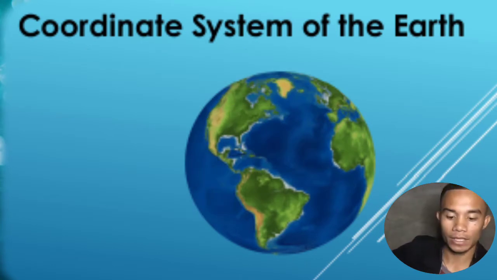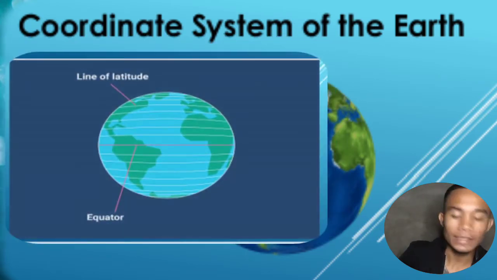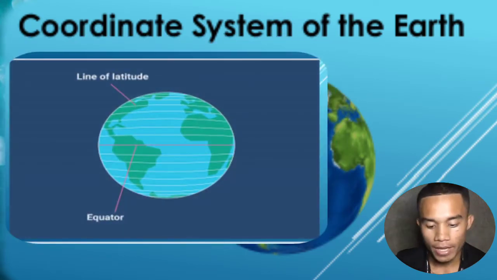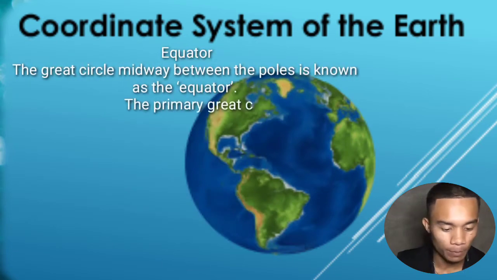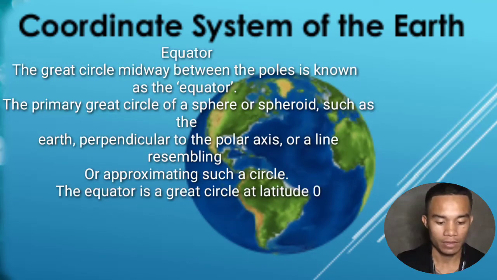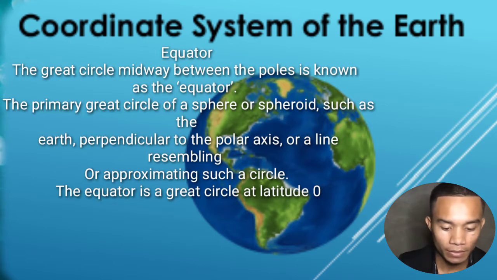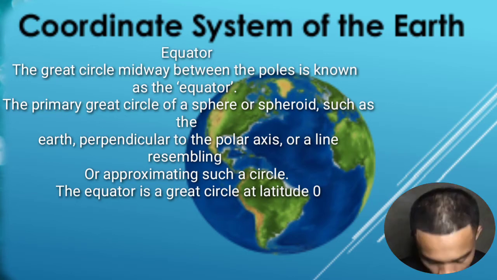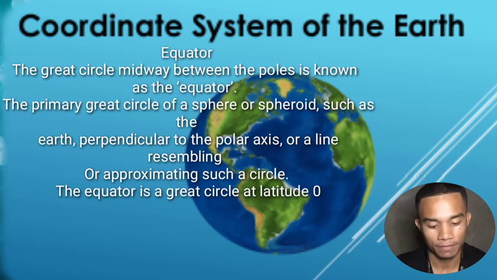This picture shows a line of latitude and the equator. The equator, the great circle midway between the poles, is known as the equator. It is the primary great circle of a sphere or spheroid, such as the Earth, perpendicular to the polar axis, or a line resembling or approximating such a circle. The equator is a great circle of latitude, 0 degrees.